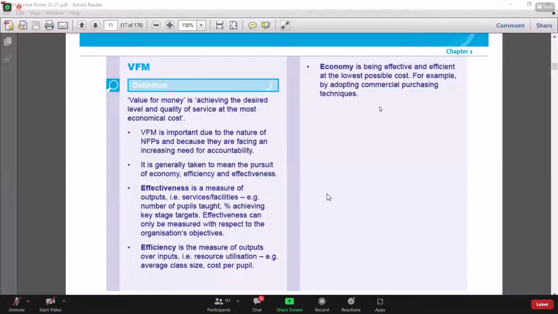I believe you understood the difference between effectiveness and efficiency. Is that clear? Before I explain the economy once again, let me know whether you are clear with effectiveness and efficiency.